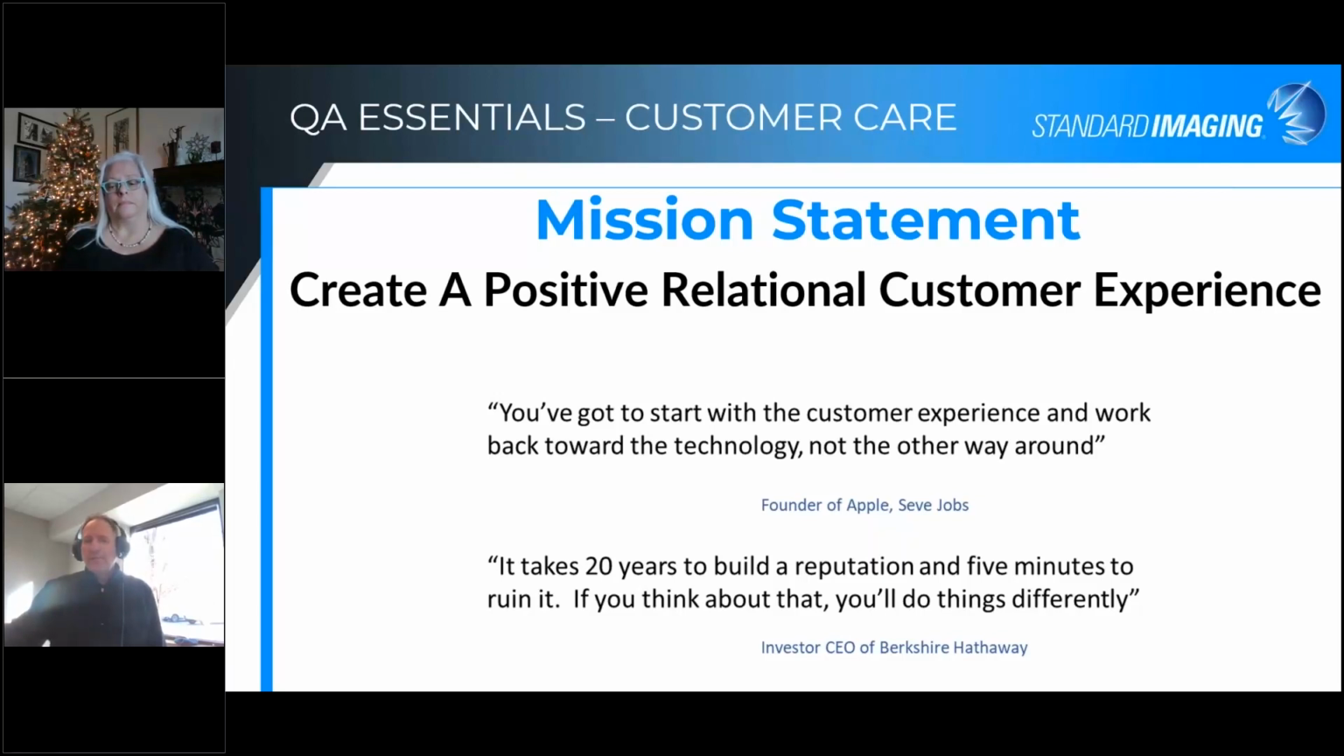With the vast array of products that we support, we don't always have the answer right off the top of our head. One of the things I love about working here at Standard Imaging is we've got an entire staff that stands behind us and our products. I interact almost on a daily basis with our product managers, our engineers, our service team. It's really the whole organization that stands behind our customer support.